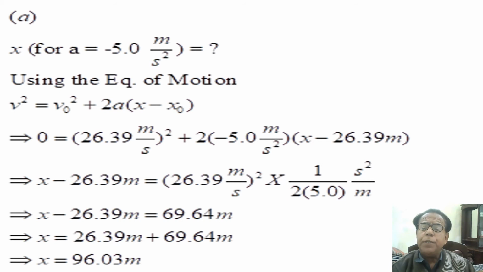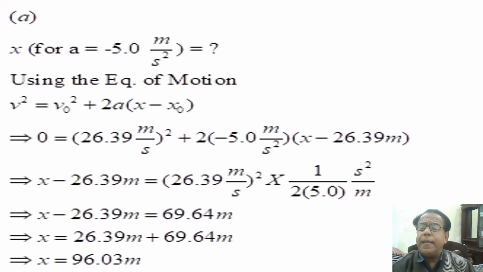What we have done? We have simply put the values in their required places. In place of v we have used 0. In place of v naught we have used 26.39 meter per second. In place of acceleration a we have used minus 5.0 meter per second square, and in place of x naught we have used 26.39 meter, which we calculated in the previous slide.